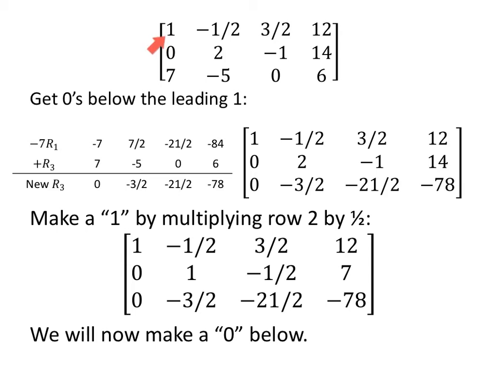With our new leading 1, we want to make zeros below it. We already have a 0 in row 2, so I only need one step. I'm going to multiply by negative 7. So negative 7 times row 1 plus row 3. Multiply all the way across. Add straight down to get our new row 3.